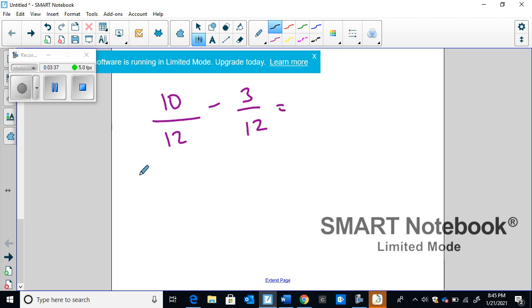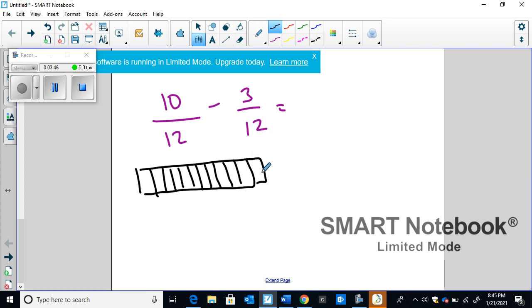I draw out my model and I split my cake into 1, 2, 3, 4, 5, 6, 7, 8, 9, 10, 11, 12 pieces, and I have 10 of those 12 pieces. 1, 2, 3, 4, 5, 6, 7, 8, 9, 10. Well, now what I'm going to do is take away 3 out of 12 pieces. So what that's telling me is, if this cake was split into 12, I would take away 3. So I'm going to take away that 1 piece, 2, 3 pieces.